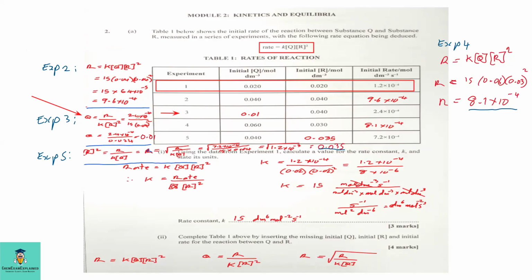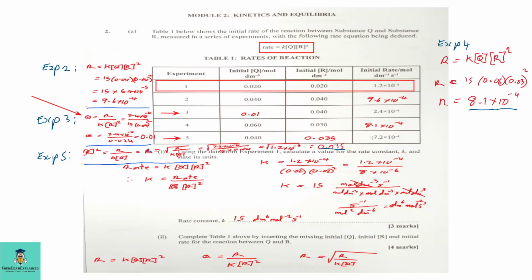So we now have 2.4 times 10 to the minus 4. You can find that here, divided by the calculated value for K times 0.04 squared. And that works out to be Q equals 0.01. And we plug in that information here. We'll do the same thing to find R. So to find R, we're going to use experiment 5.